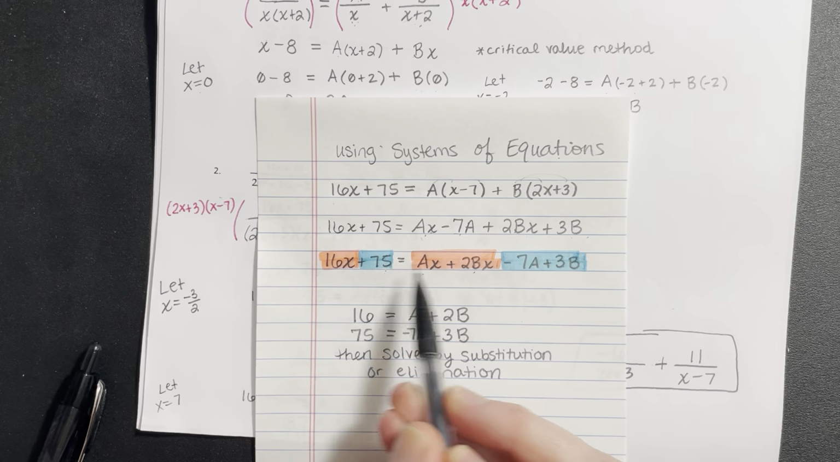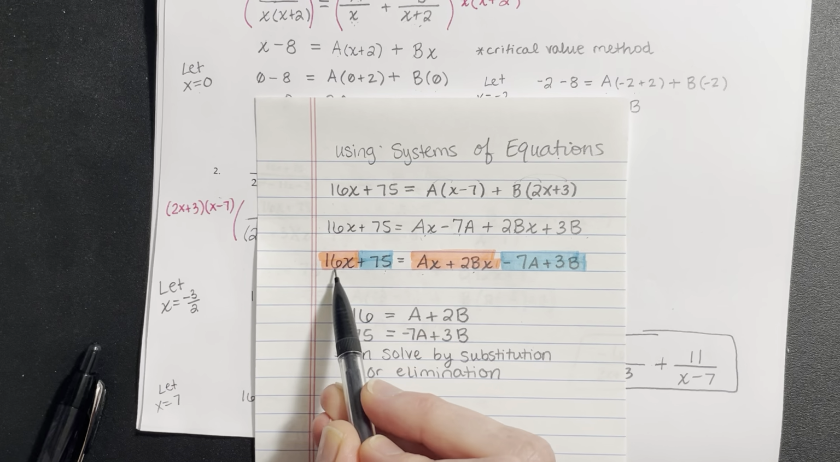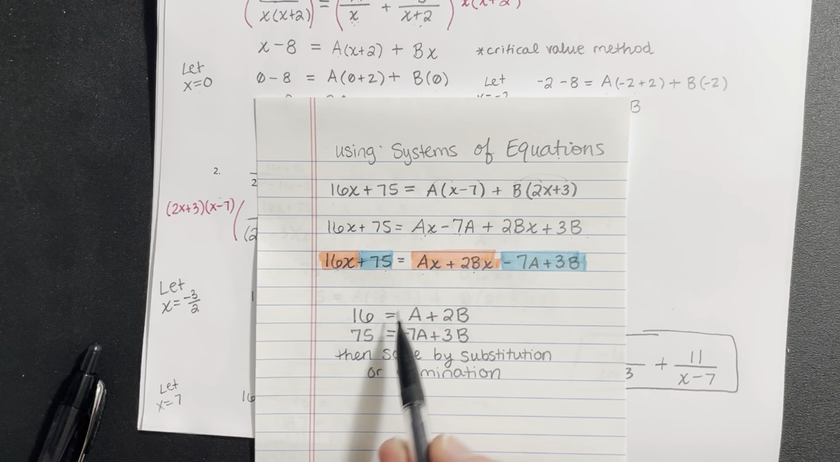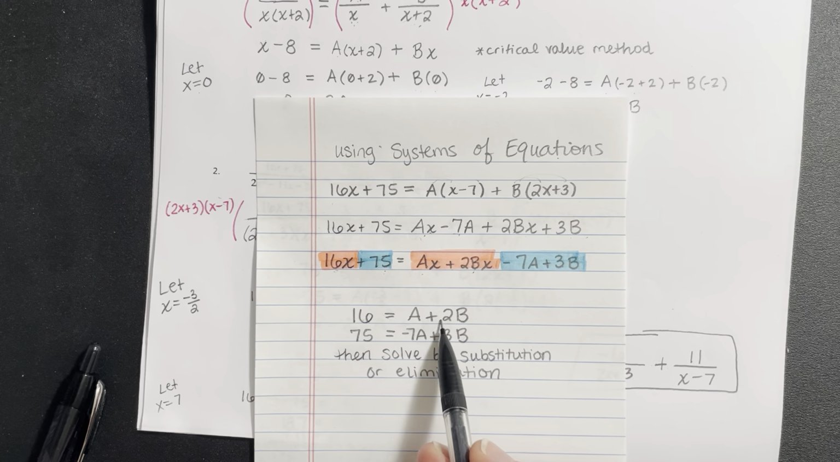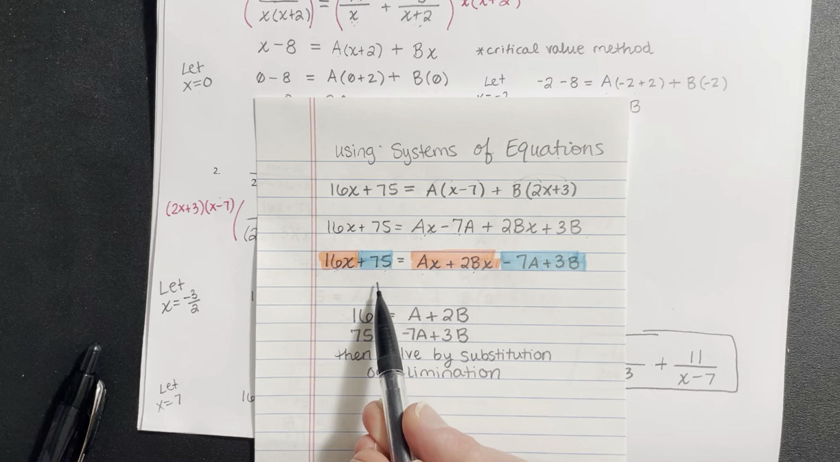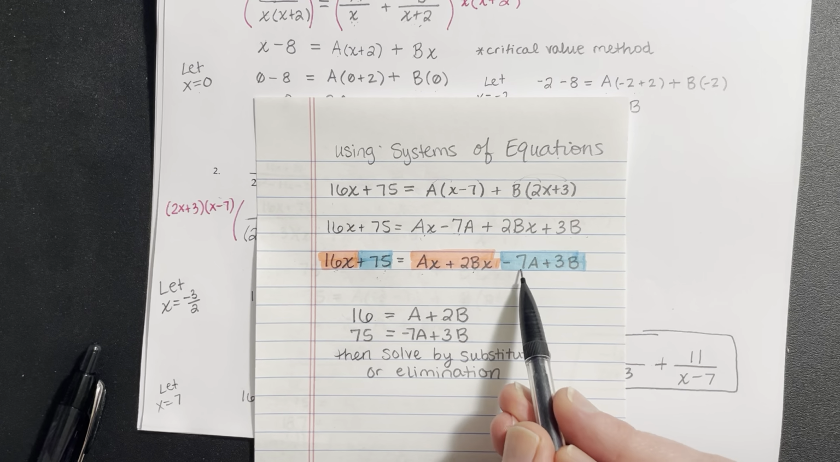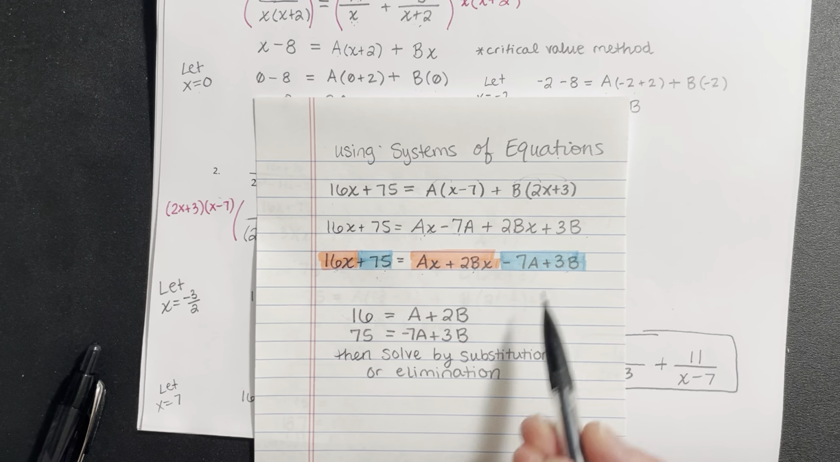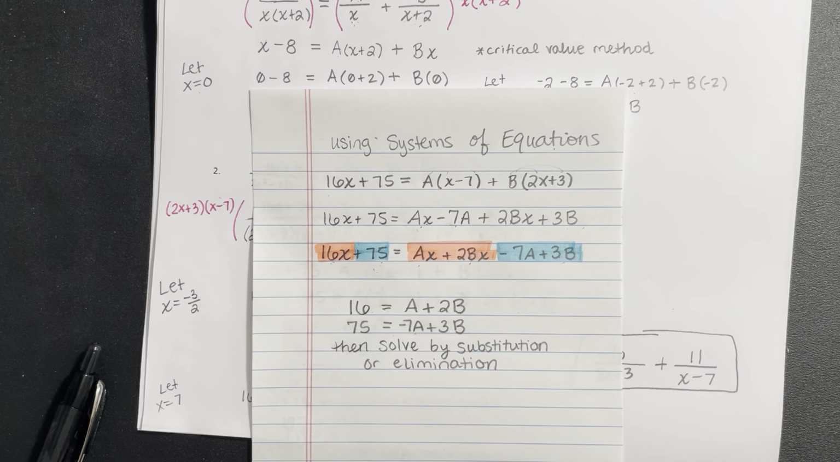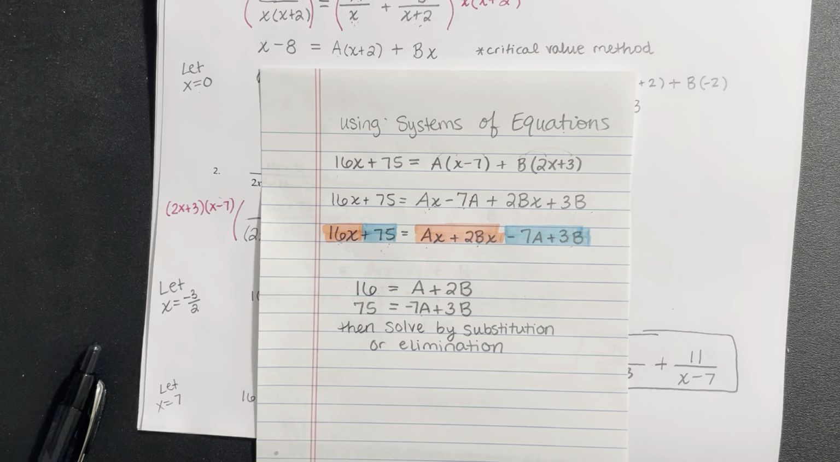One of those is coming from the linear terms, this x to the first power component. So 16 is equal to the a plus 2b. That's where the x term is coming from. And then the 75 would have been the combination of negative 7a plus 3b. We've set up a system of equations, and you get to decide how you want to solve that.